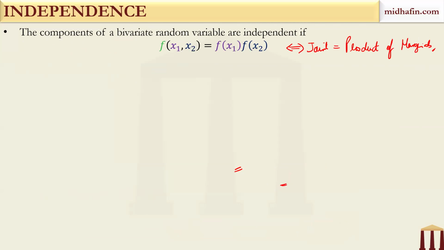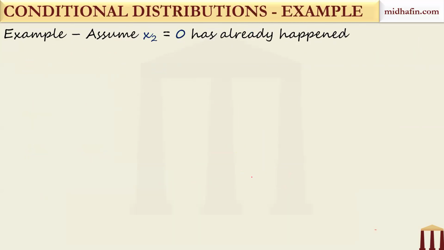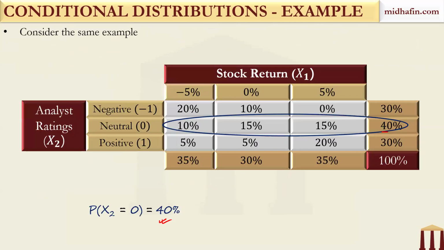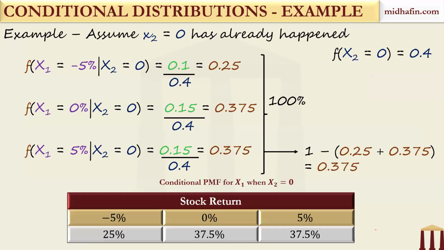But if you look at the first example, we verified by checking if you multiply these two, are you getting the joint? No. You multiply 35% times 40%. Are you getting 10%? No. So obviously they are not independent. Correct.